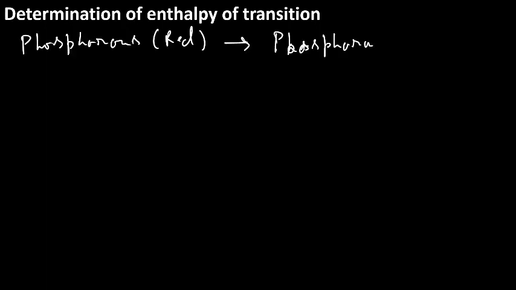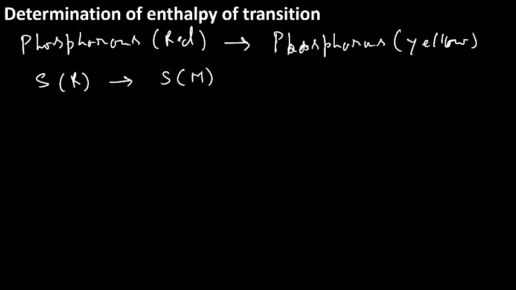By using Hess law, enthalpy of transition can be determined. Enthalpy of transition means conversion of one allotropic form to another allotropic form. So, for example, red phosphorus to yellow phosphorus. These two are allotropic forms of phosphorus. Similarly, rhombic sulfur to monoclinic sulfur. Of course, these are allotropic transitions.